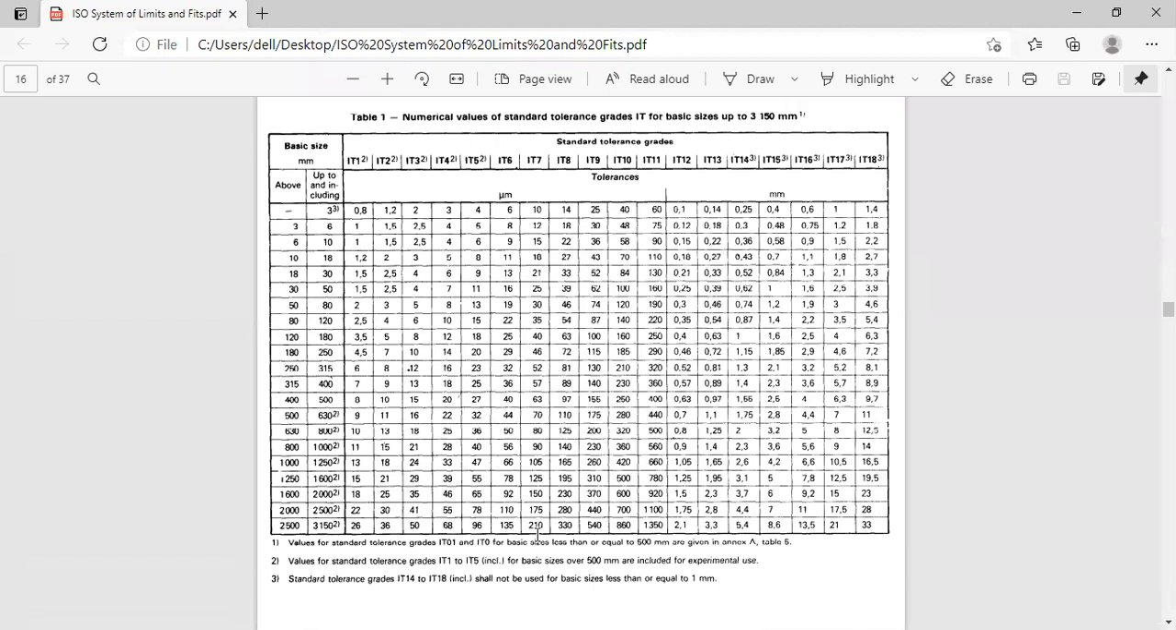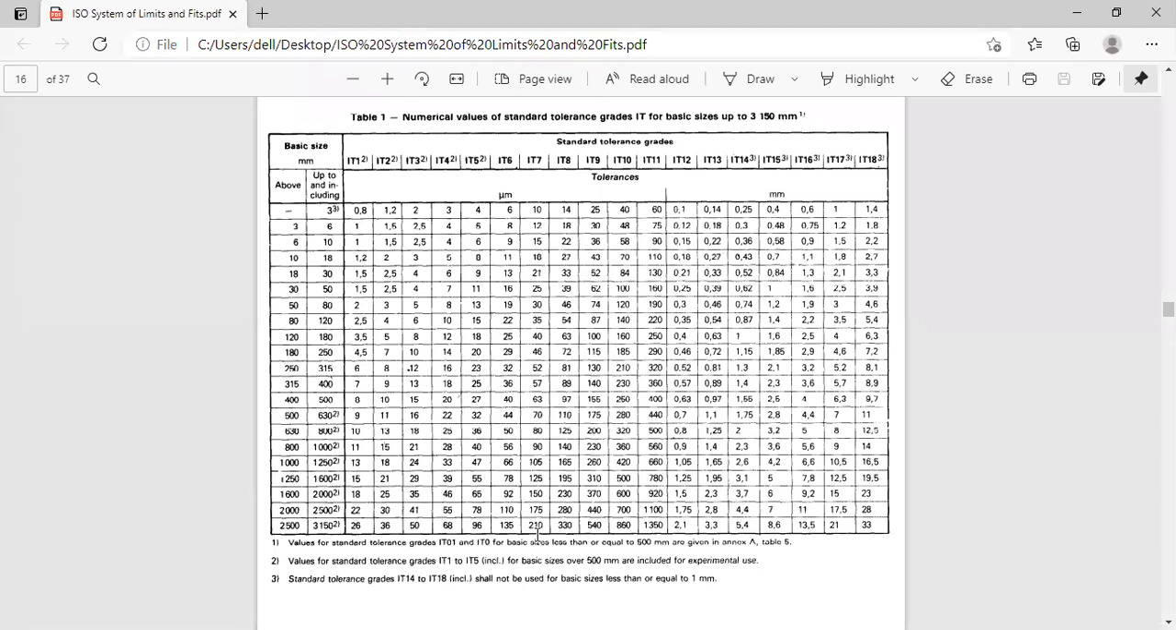So he has given a note under the table. What is that? He has given the values for standard tolerance rates from IT1 to IT16, and apart from that we have IT01 and IT02. So 16 plus 2, 18 tolerance rates are there.